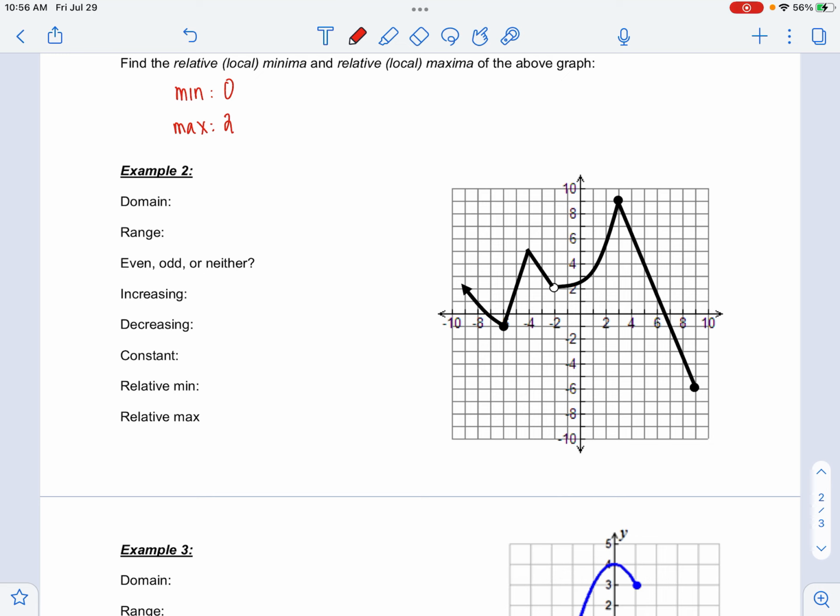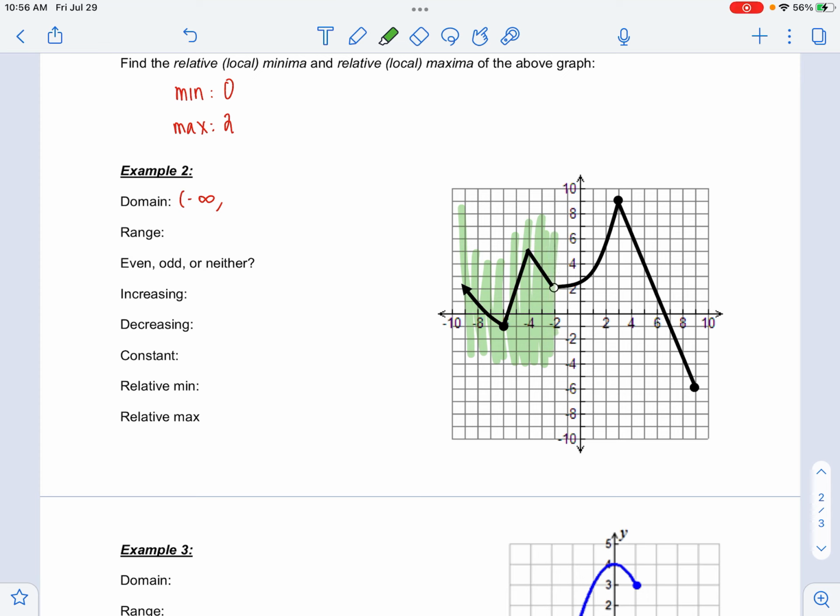Okay, so my domain, I'm going to look left to right. Okay, so it starts here. That has an arrow pointing to the left, so that's negative infinity, comma. And now I'm going to keep looking to the right. Some people will say it stops here. No, it doesn't. It's just a really defined point because we want you to be able to tell where it is. It doesn't stop there. Keep going, keep going, keep going, keep going.